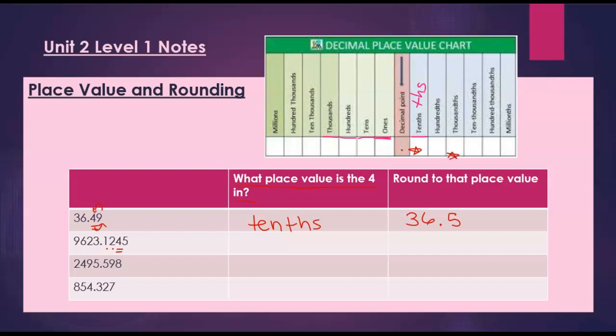thousandths. And if we were rounding to that, we would look to the right of that number, 5 or above, we would shove that 4 up to a 5. So we have 9,623 and 125 thousandths. Next one, the 4 is in the hundred spot.